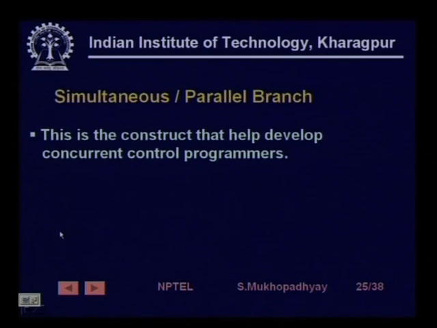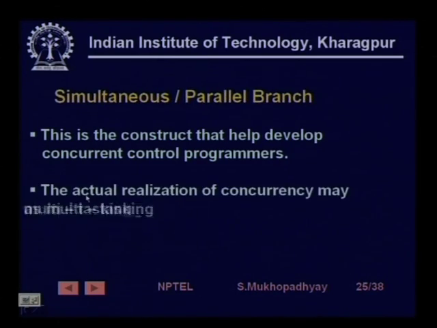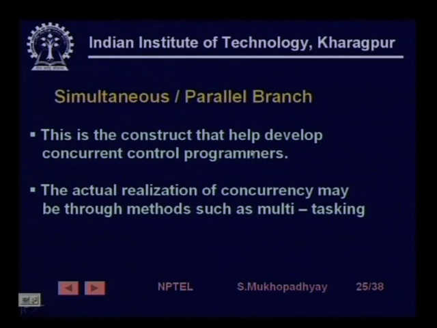Just like selective or alternative branches, you can also have simultaneous or parallel branches. This is a new construct which is not possible to implement in a normal state machine. This is the construct that helps concurrent control programs. The actual realization of how you will run concurrent executions can be made using various operating system methodologies such as multitasking.